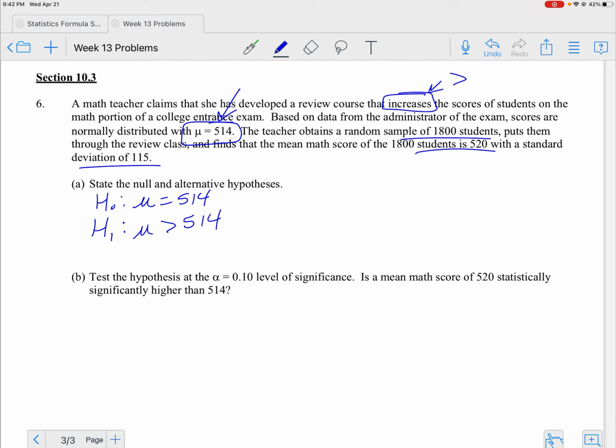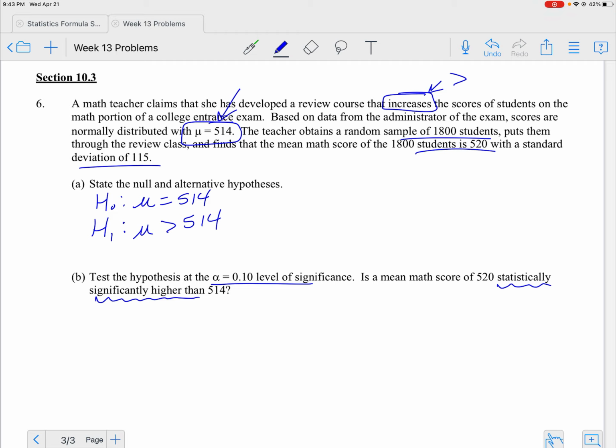Okay, now here's the real question. Test this hypothesis at the 0.10 level of significance. Is the math score of 520 statistically significantly higher? So we know it's higher, right? But is it worth it higher? Do you see what I'm saying? Statistically significant means, yeah, it's higher, but if it's a tiny little amount, is it really statistically significant enough to make an impact? That's what the question on hand is.